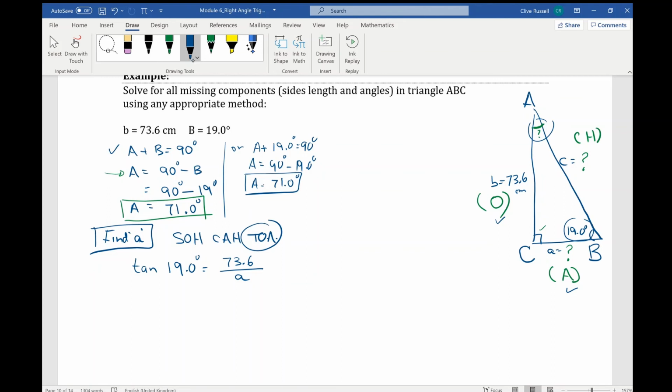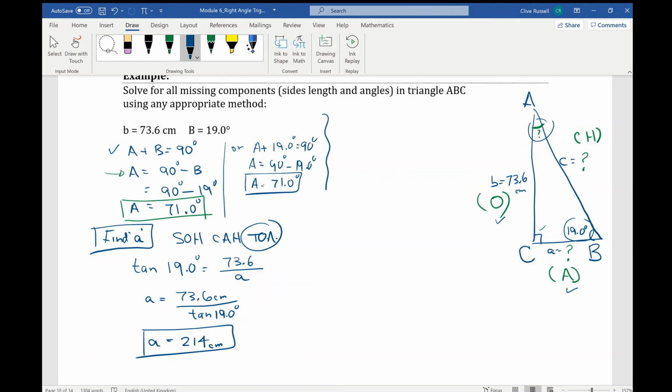So from which, if you do your formula manipulation, A will be equal to 73.6 centimeters divided by the tangent of 19.0 degrees. And if you plug that in your calculator, you're going to get A is 214 centimeters. So now we have A.